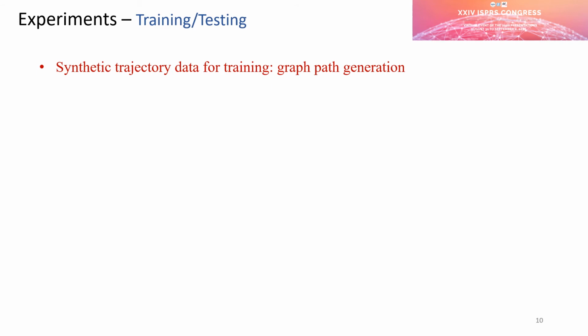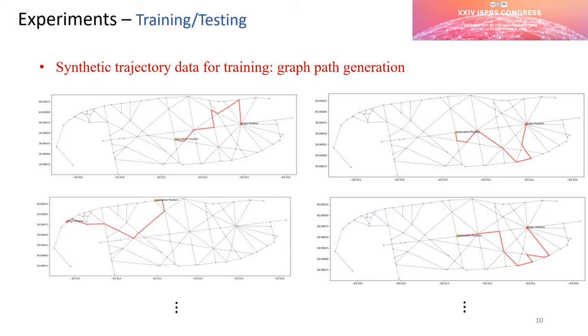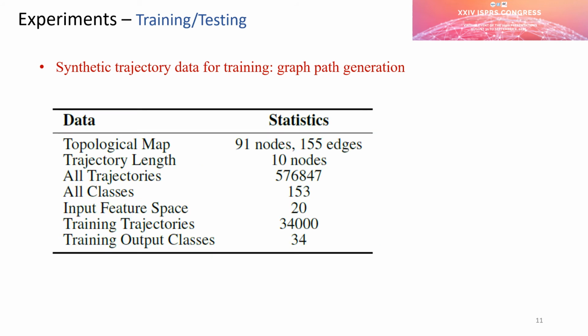Here we show how we conduct the experiment. First, synthetic trajectory data is generated for training using a graph path generation algorithm, given a start node and destination node. Then we can generate many different trajectories. This table presents the basic information about the training dataset. We generate nearly 6,000 trajectories with 10 nodes, from which we select 34,000 trajectories as the final training data.